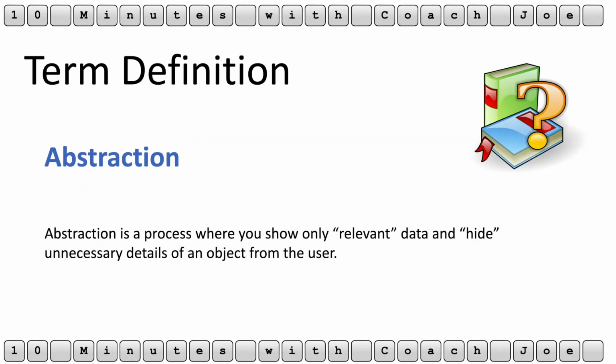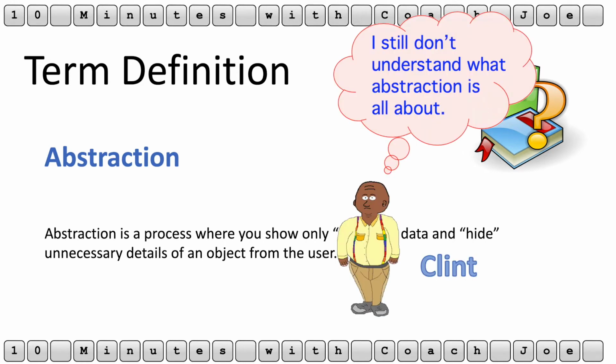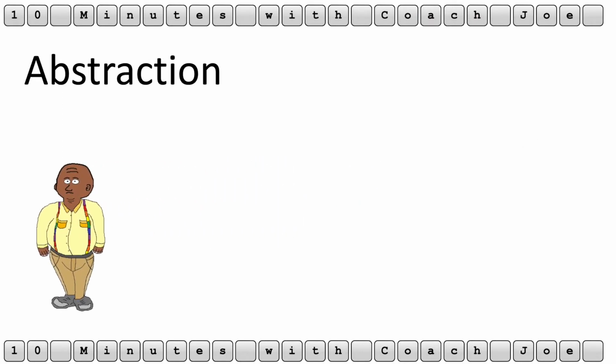Abstraction means using simple things to represent complex things. Abstraction is a process where you only show relevant data and hide unnecessary details of an object from the user. Yes, this definition is a little vague until you better understand the true meaning. Let's start with an example that covers an overview. Abstraction is about using simple things to represent complex things.